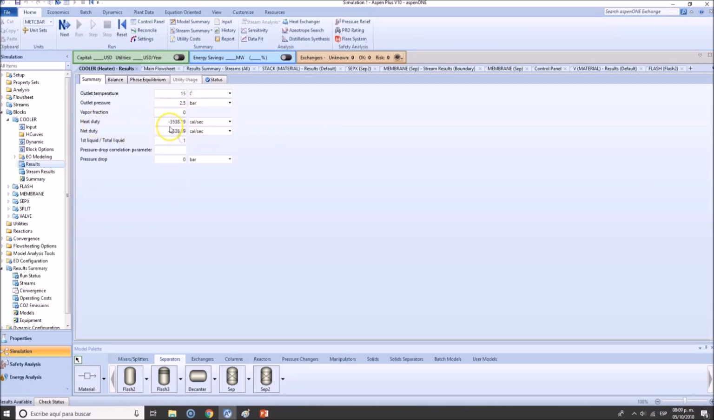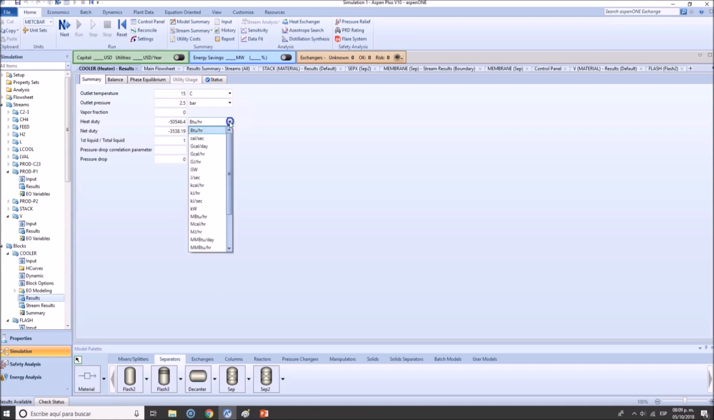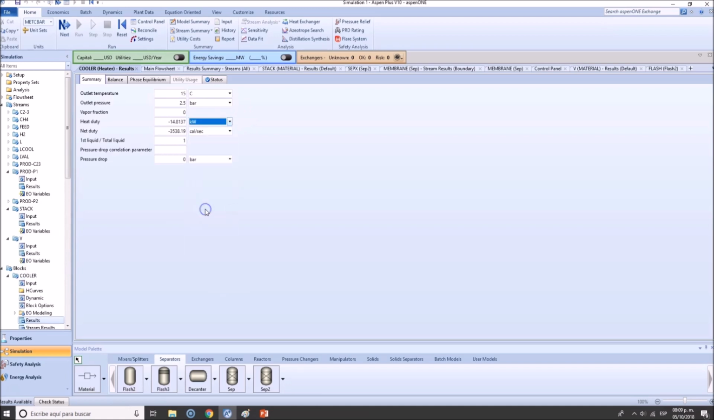Heat duty. Negative implies removal. If you're in the USA, maybe they want BTU per hour, you give them. If you are maybe talking about kilojoules, kilowatt per seconds, you click here. Maybe you're talking about watt, what else do we have, gigawatt, joules per second. If you're very straightforward, technically it is watt. Or you just select whatever you think is useful at the moment.